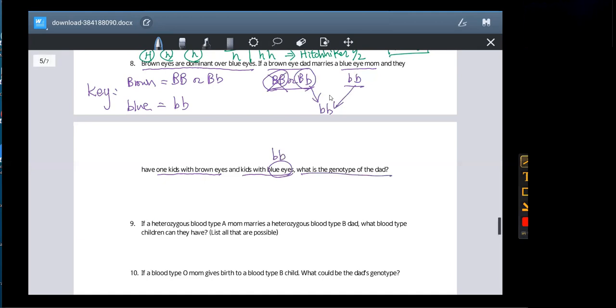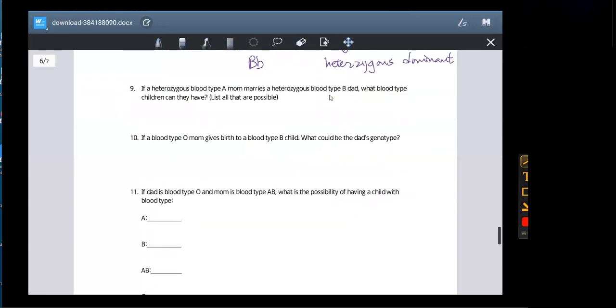So what is the genotype of dad? Your answer will be heterozygous dominant. So dad will be heterozygous dominant, which is brown. Okay, moving on next.